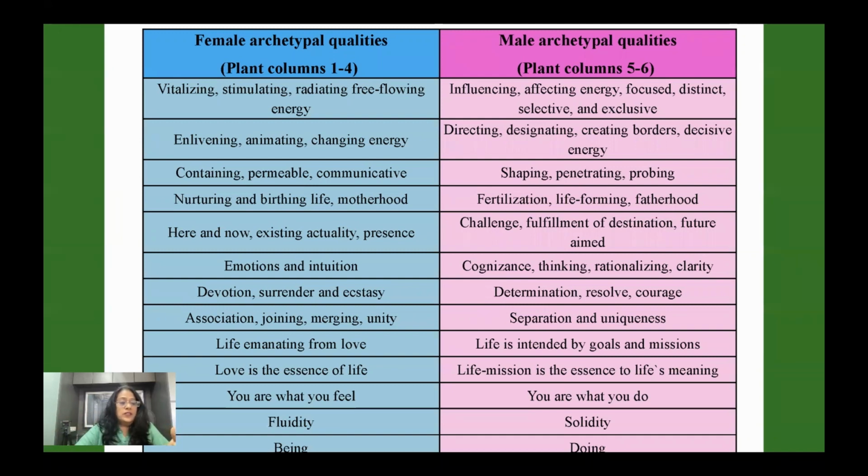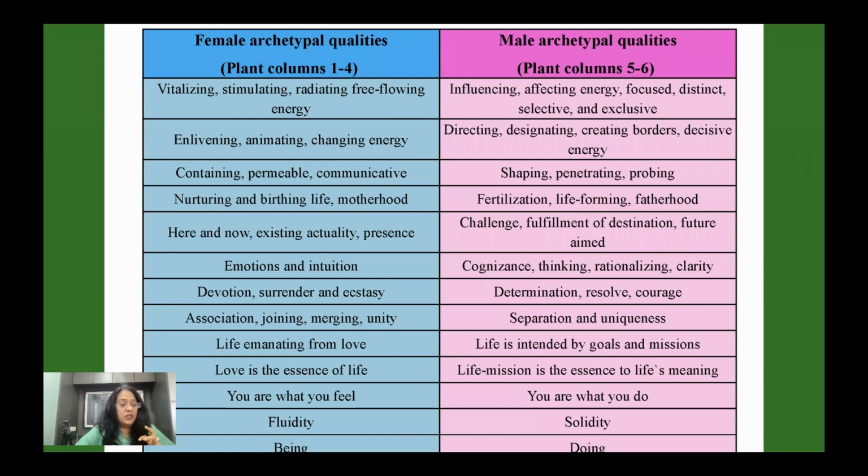Feminine is here and now, existing actuality and presence. Here it is fulfillment of destination and future aimed. So feminine is here and now, in the moment. You can take charge, you can be in the moment, right? And this masculine is future oriented, because you have a specific challenge, you have specific focus, you have a specific aim, and that's why it is masculine. Feminine, the female archetypal quality, is emotions and intuition, and here it is cognition, thinking, rationalization, and clarity.